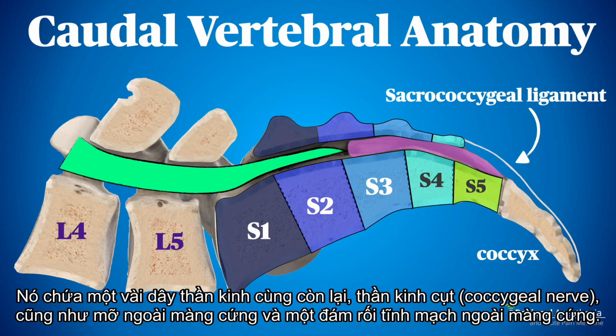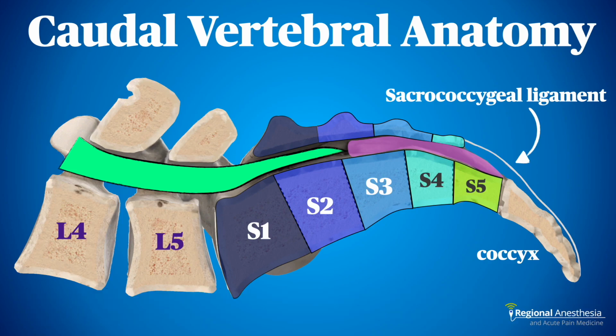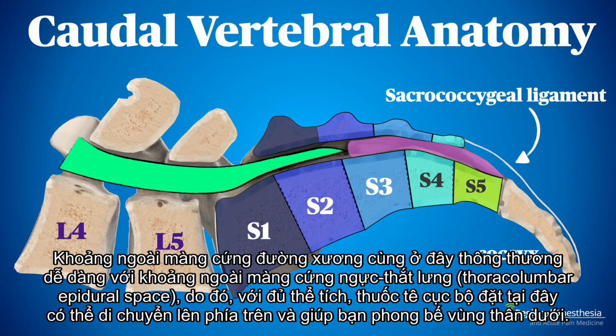It contains the few remaining sacral nerves, the coccygeal nerve, as well as some epidural fat and a plexus of epidural veins. The caudal epidural space here communicates easily with the thoracolumbar epidural space, so that with enough volume, local anesthetic placed here can move north and get you a block of the lower trunk.